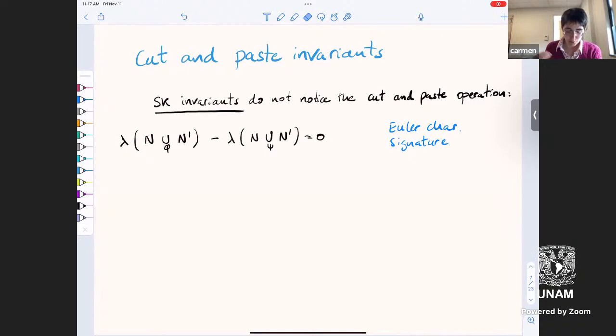So we know that cut and paste invariants are going to take manifolds that are cut and paste equivalent, and you're going to feed that into your invariant, and you're going to get the same result. That's exactly what's happening in this little equation right here. So my lambda is a cut and paste invariant. These 2 manifolds are cut and paste equivalent. The pieces are the same. The diffeomorphisms are different, but that's okay. The invariants do not notice how you've done the gluing. So now you feed that to your invariant, and it has to spit out the same number. So the difference is going to be 0.